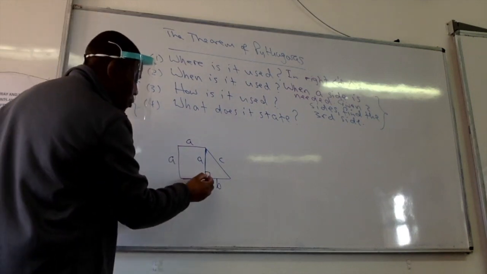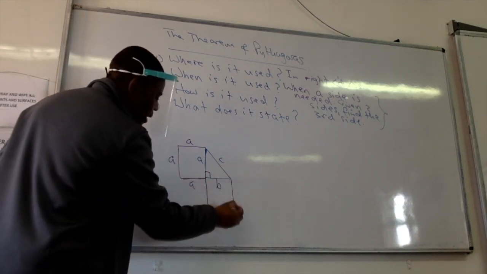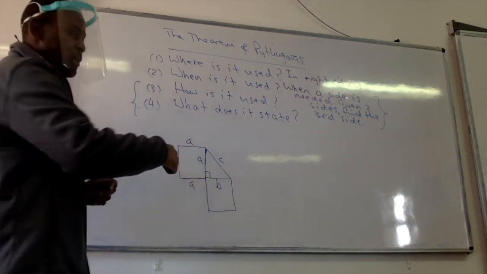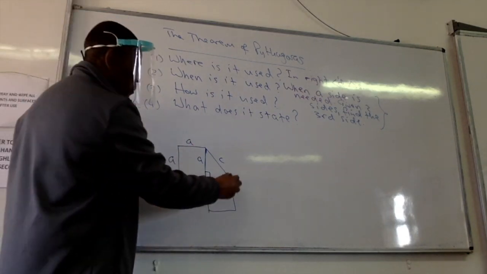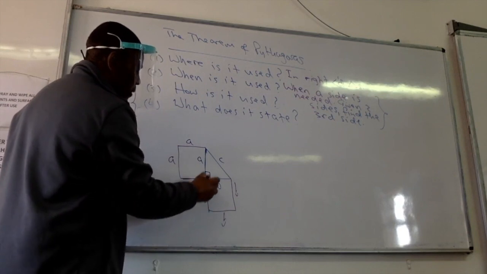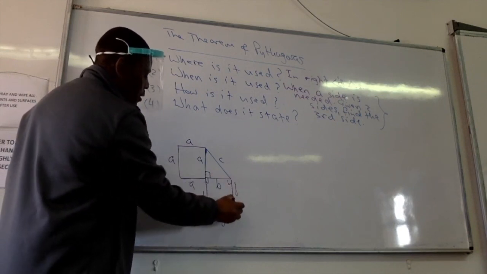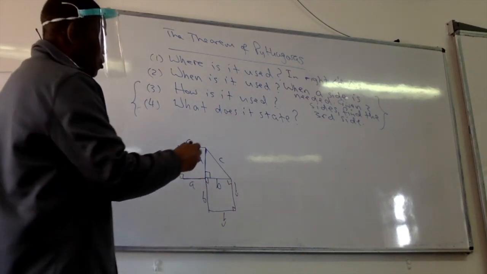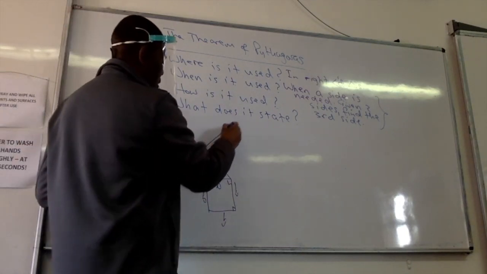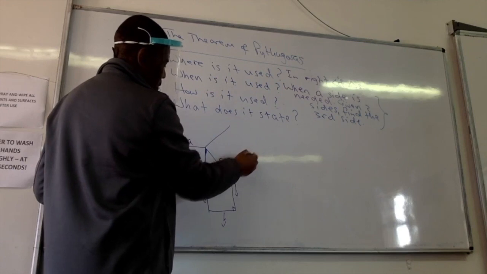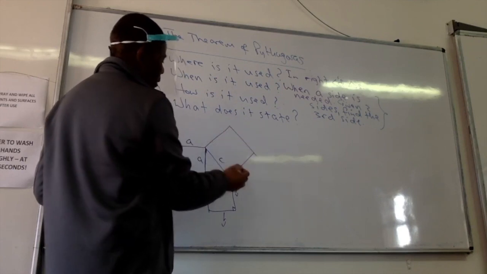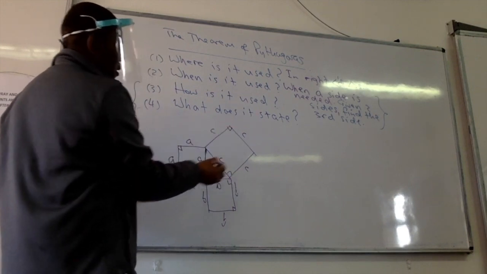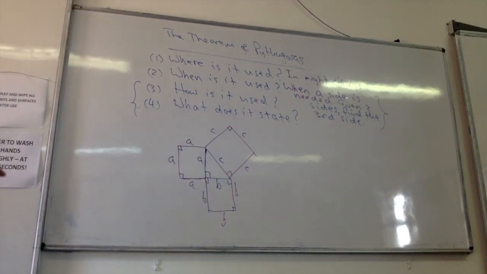Then you can draw another square using this other side. Obviously, if the side is B units long, then what are the dimensions of the square? B by B, right, like that. So remember, these are squares, so this is 90 degrees everywhere there. Okay, then you can also draw a square using the hypotenuse. And so the square will measure C by C, and so on.